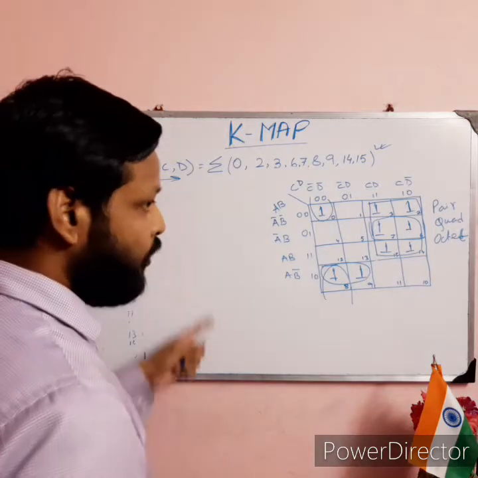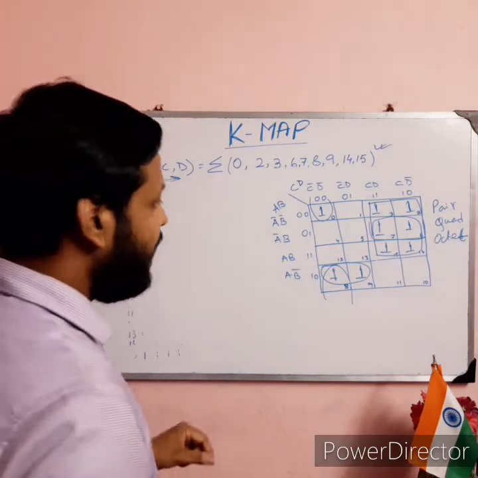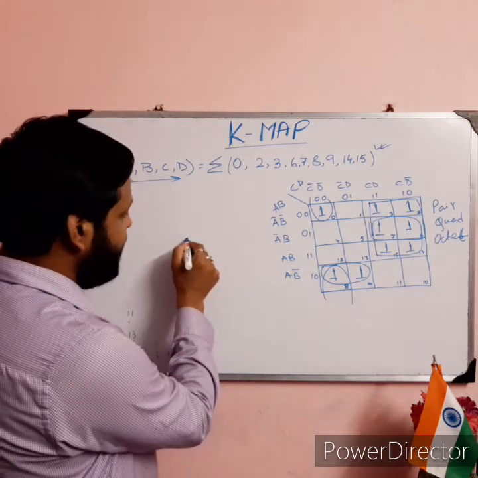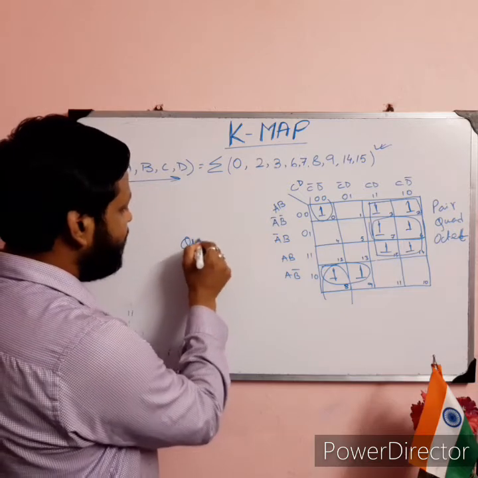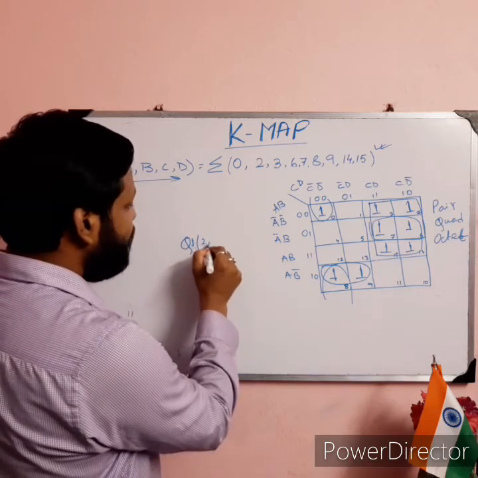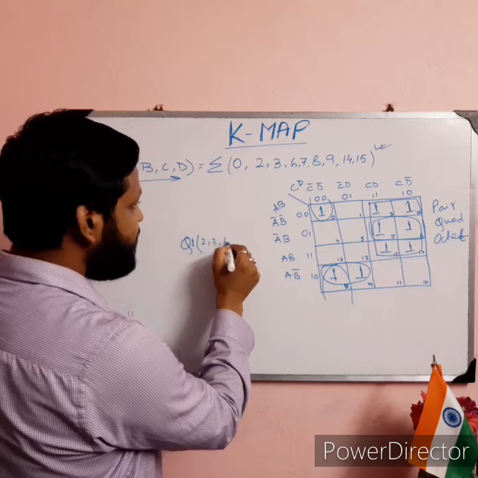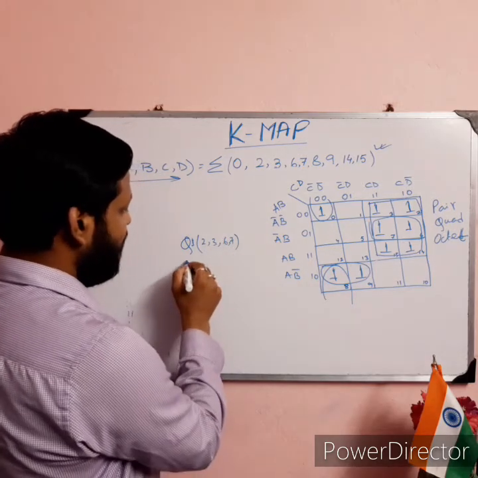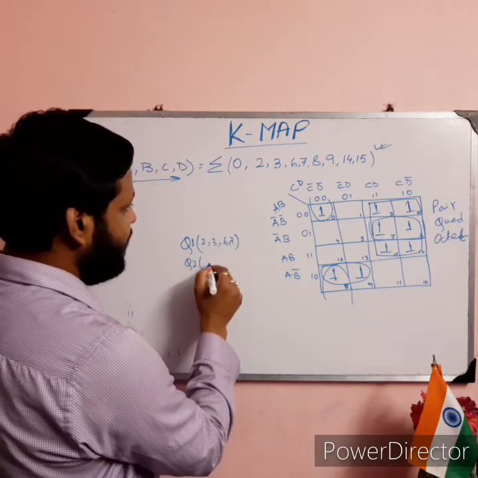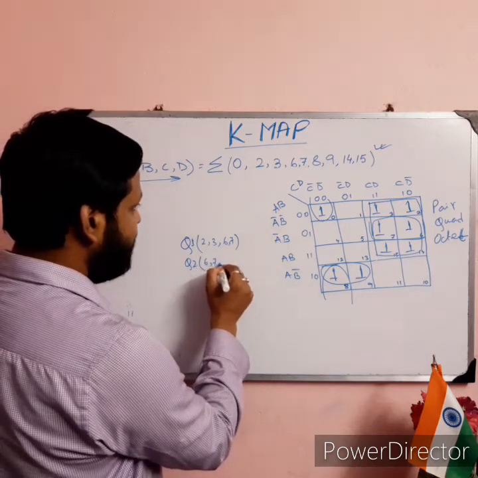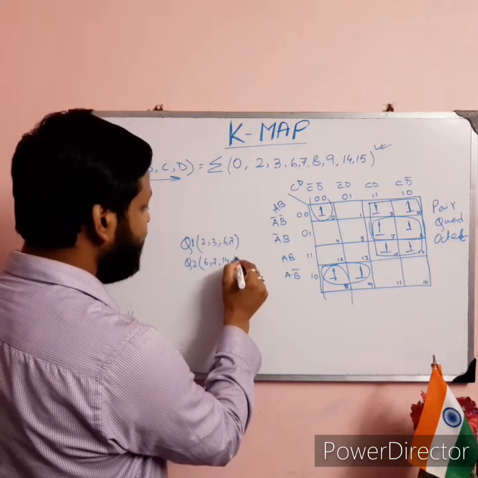Anyone, so how many quads do we form here? Two quads are formed here. Please concentrate. Quad 1 is created by 2, 3, 6, 7. Quad 2 is created by 6, 7, 14, 15.